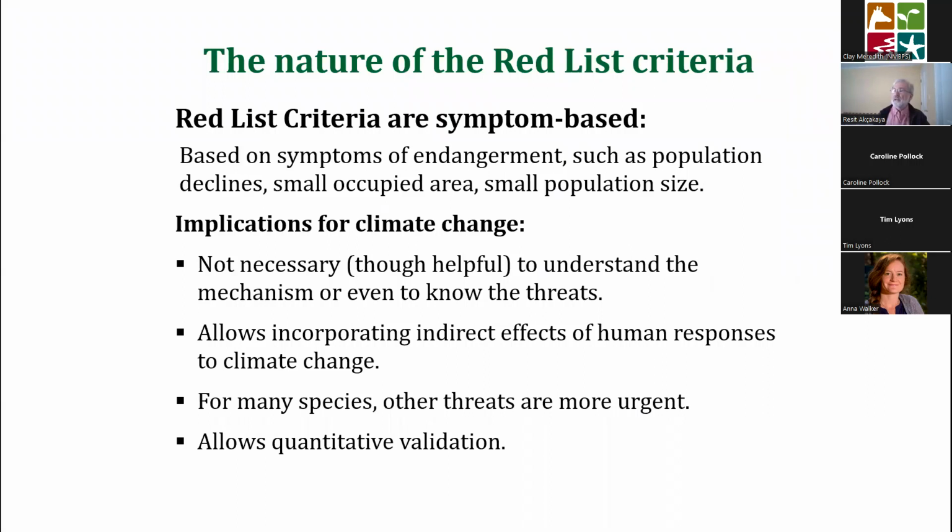So first, as I mentioned at the beginning, the Red List criteria are symptom-based. So they are based on what is happening to the populations, and the implication is that you don't have to know that the species is threatened by climate change. The symptoms of the species may still correctly predict what the threat category of the species will be. And it allows incorporating indirect effects.